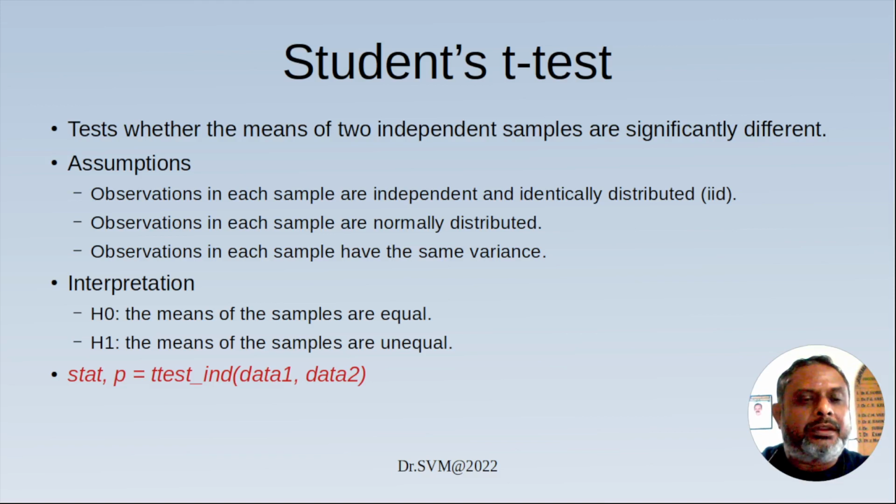If the p-value is less than or equal to 5%, then the null hypothesis is rejected, which means that the means of the two samples are not equal. If the p-value is greater than 5%, the null hypothesis cannot be rejected, which means that the means of the two samples are equal. So we can look at the p-value and decide whether the two samples are similar or not.